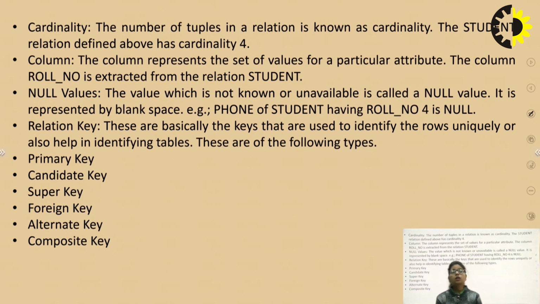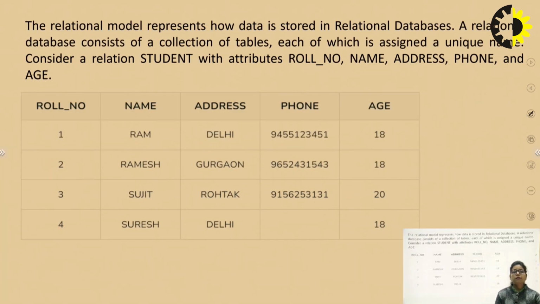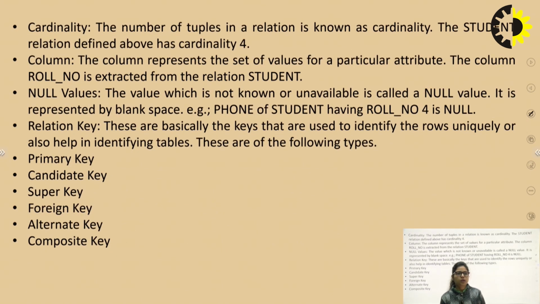The column. Column represents the set of values for a particular attribute. The column roll number is extracted from the student. Null values. The value which is not known or unavailable is called null value. It is represented by blank space. Example, phone number of the student having roll number 4 is null. Suppose we have this table and roll number 4 named Suresh lives in Delhi. The entry of the phone number is blank. This is called the null value.